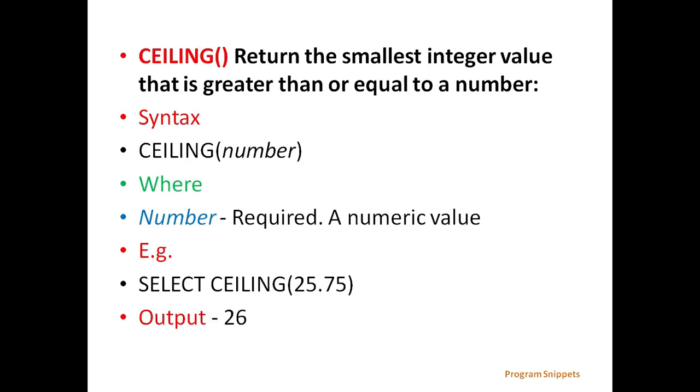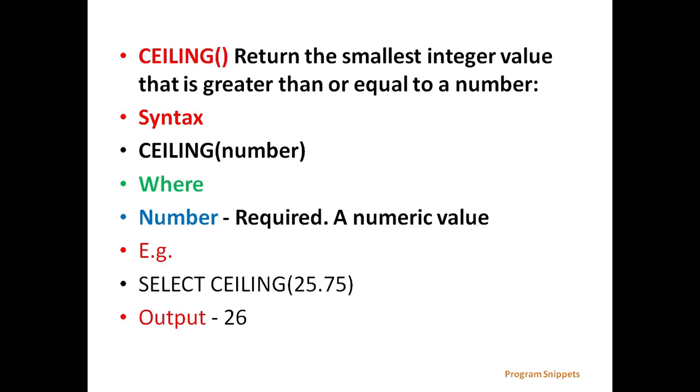Next is CEILING. This function returns the smallest integer value that is greater than or equal to a number. General syntax is CEILING(number), where number is a required parameter which specifies the numeric value. For example, if we give SELECT CEILING(25.75), it will give the output 26.